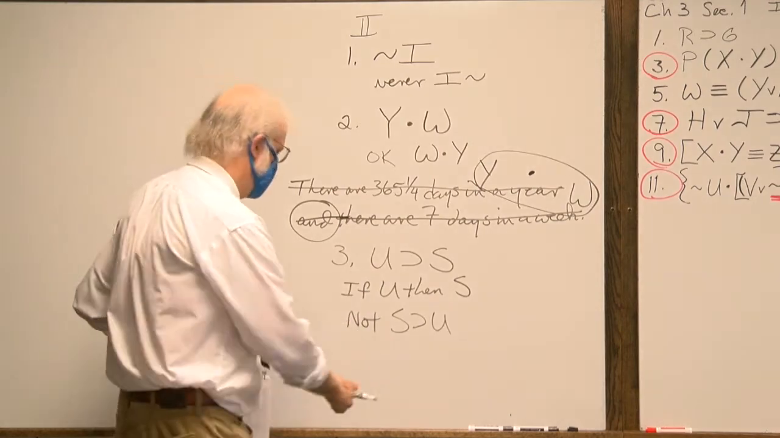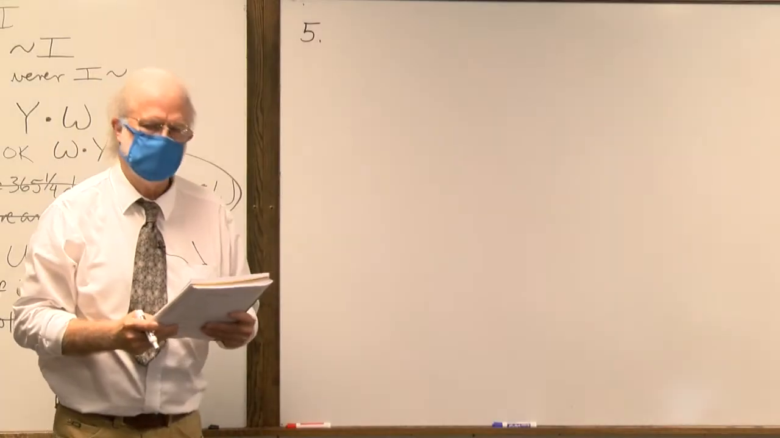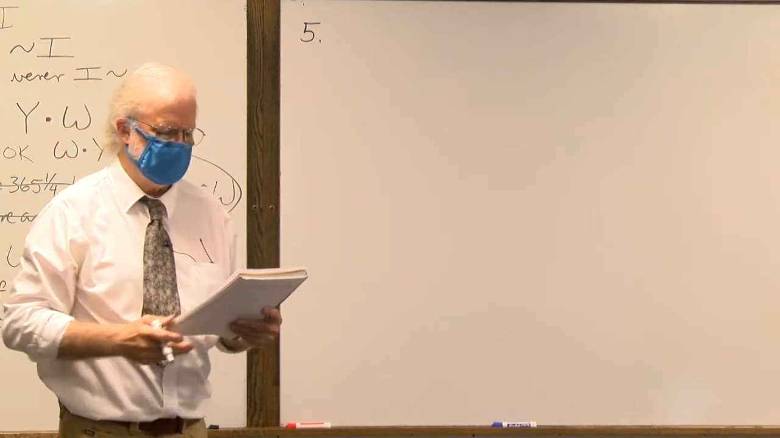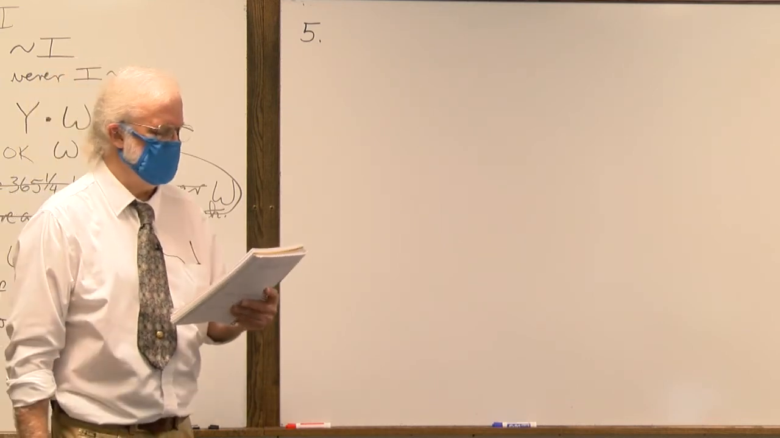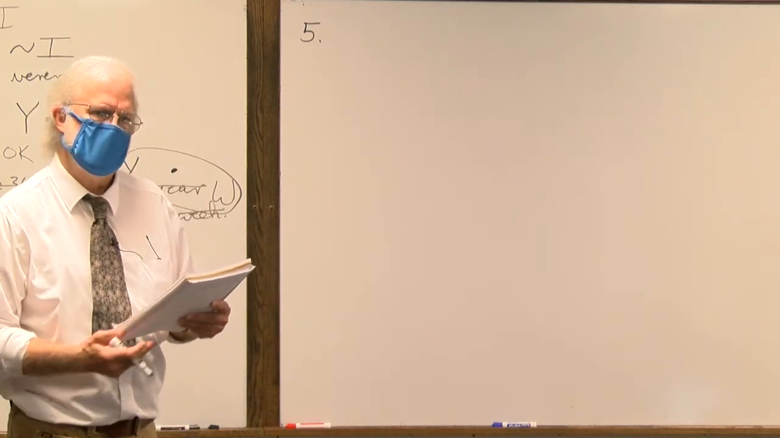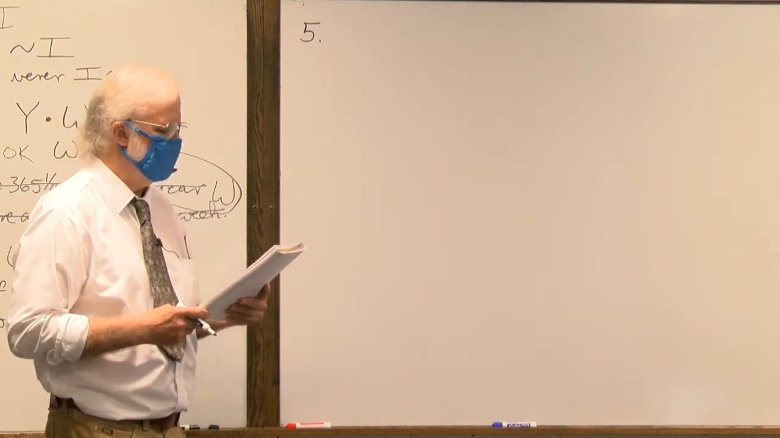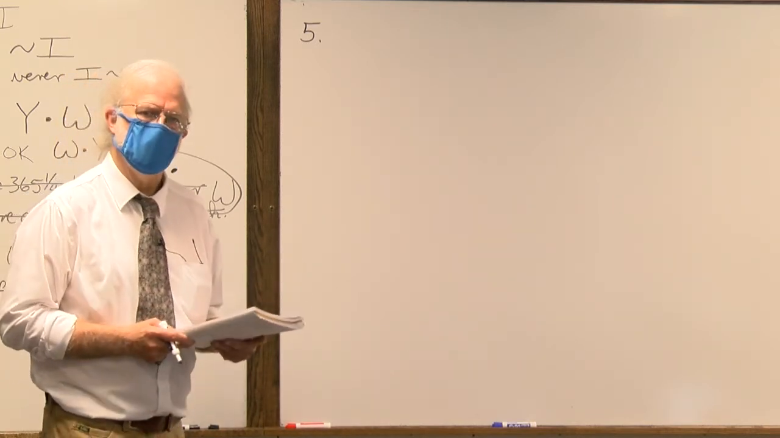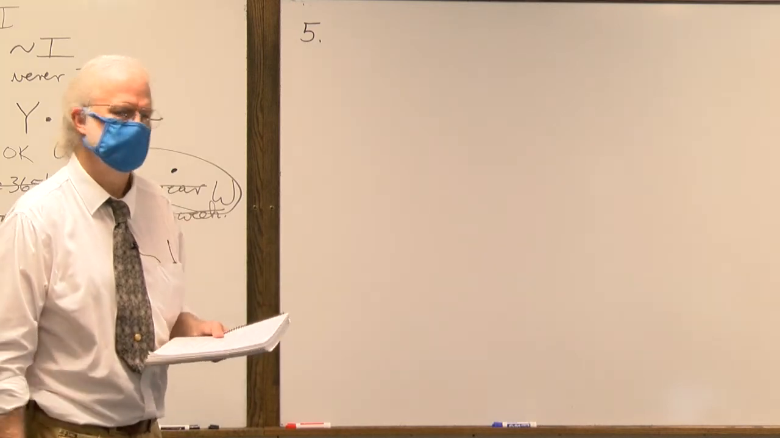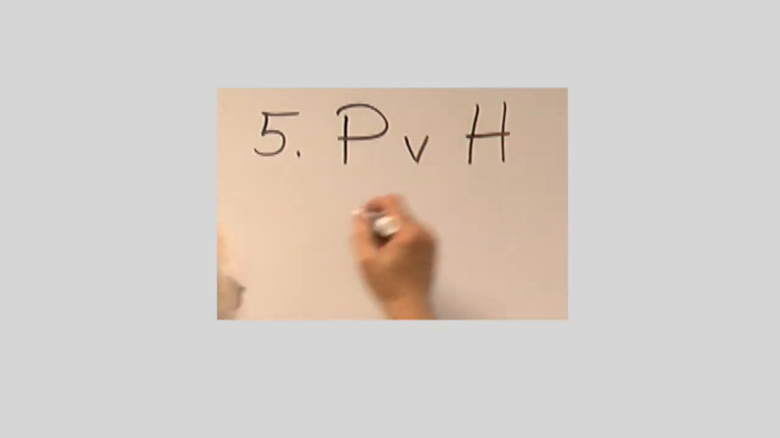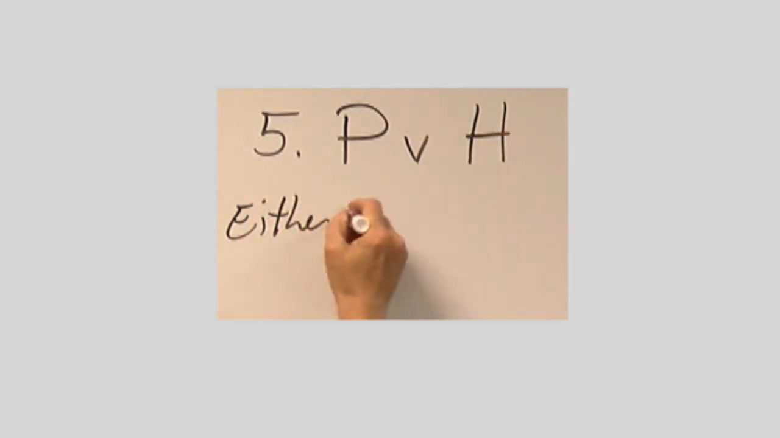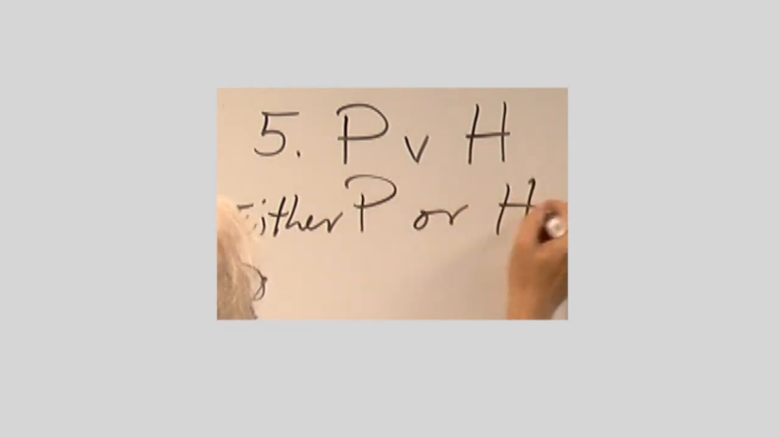Let's go over now to number 5. Here we have P representing the simple statement, he will win the prize, and H represents the statement, he will have to try harder. How would we represent the compound statement, either he will win the prize or he will have to try harder? Correct. It would be P wedge H. Either P or H. The wedge represents the disjunctive phrase either or.